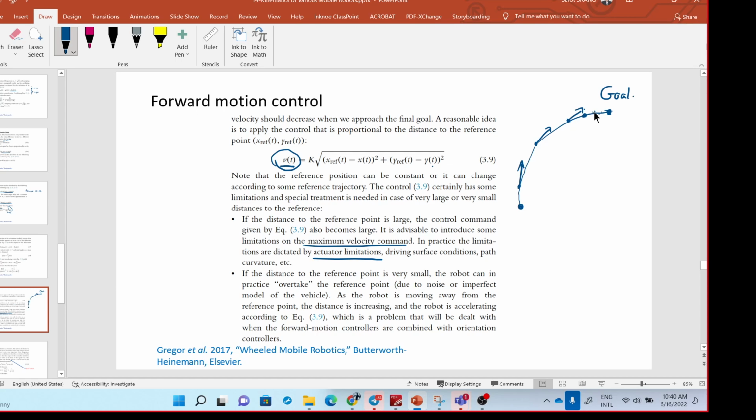To remedy this problem, if the distance of the robot to the reference point is small enough, close enough, we can use some threshold value. Then we just command the velocity to be zero directly. Okay, we can remedy it by this method.